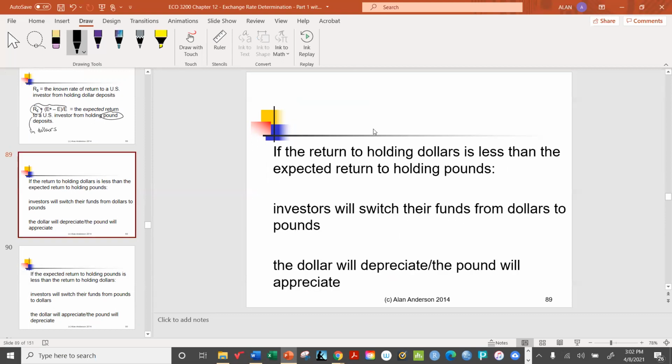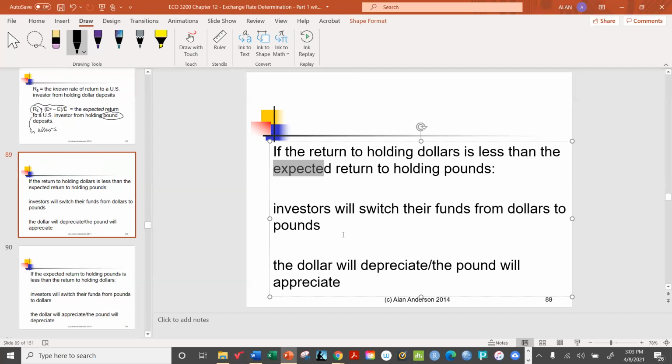And in a nutshell, if the return to holding dollars is less than the expected return to holding pounds, then investors, both American and British, will switch their deposits of dollars into deposits of pounds. It's just that simple. We start to become pessimistic. We think that the dollar return will be lower than the British pound return. Why not move our funds into the British pound and take advantage of this difference? In the process, as investors start selling their dollars and buying pounds, of course, the dollar will get weaker and the pound will get stronger until the returns are thought to be equal to each other again.